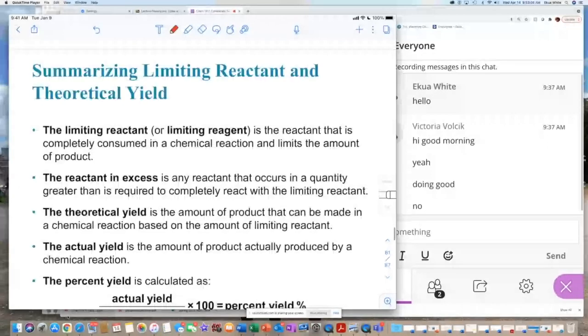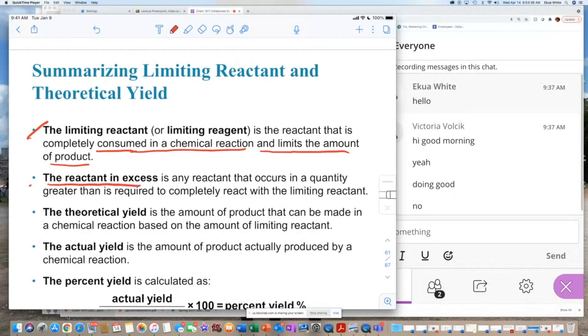So once again, they define the terms, summary. The limiting reactant or reagent is the reactant that's completely consumed in the chemical reaction. We just saw it play out, right? It ran out completely. I was out of it once I made products in the chemical reaction, and it limits the amount of product. Because the limiting reactant runs out, even though the other excess reactant is present, you can't make any more product. So we just saw that.